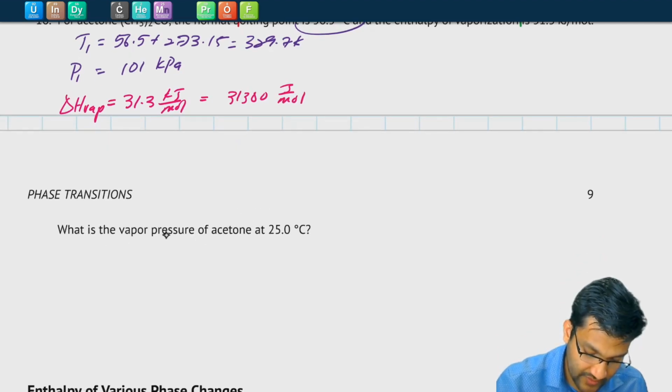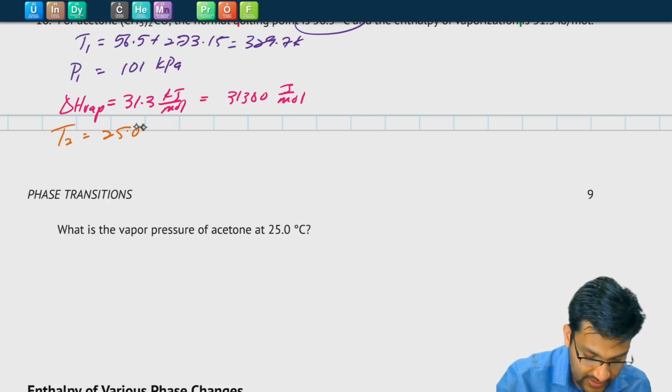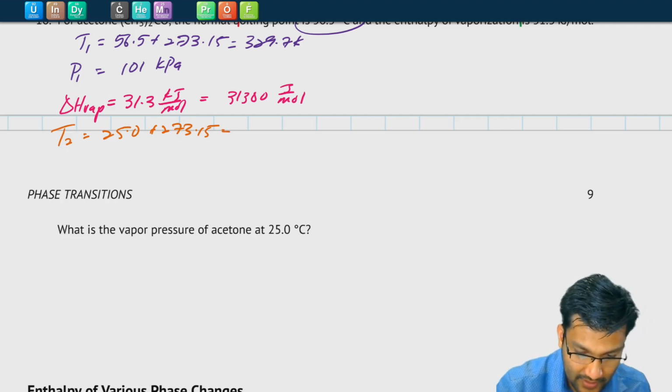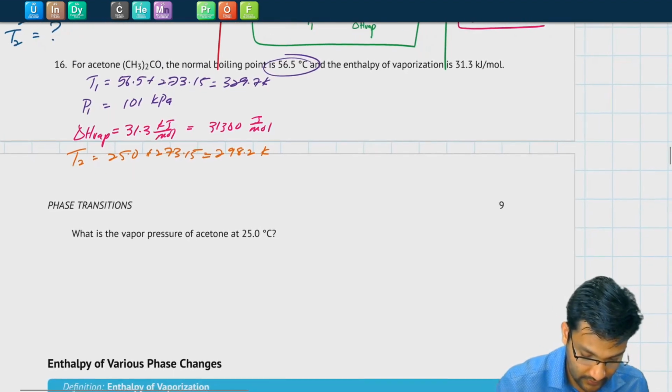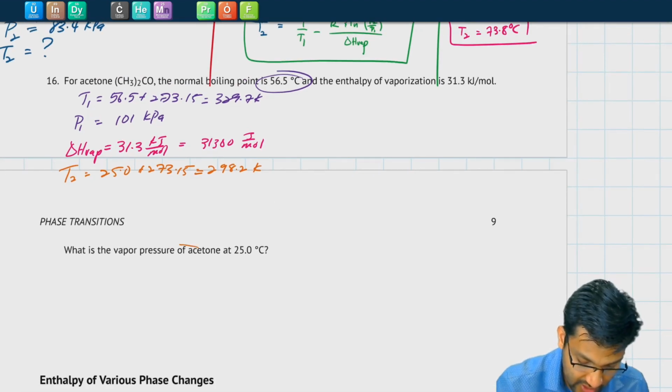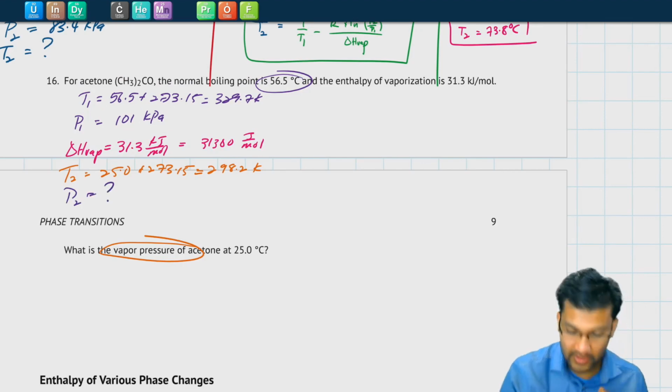Down here it says, what's the vapor pressure of acetone at 25 degrees Celsius? So that's our new temperature, 25.0 degrees Celsius, but we want that in kelvins, so that comes out to be 298.2 kelvins. Okay, so it's the same type of equation. Wait, no, not the same kind of equation. We're searching for P2 now. So we want to know what P2 is.